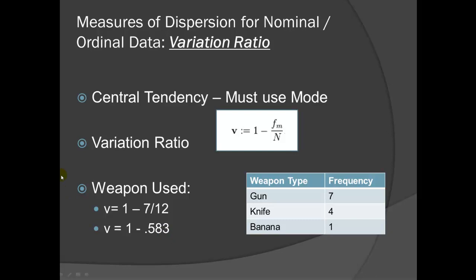And we can convert this to a percentage really easily just by multiplying it by 100, which gives us 58.3%, which just means that 58.3% of the values are in the mode. Again, we subtract 1 minus this, which gives us the flip side of that, which is 0.417, or 41.7% of the values are not represented in the mode. So again, that essentially gives you the flip side there.